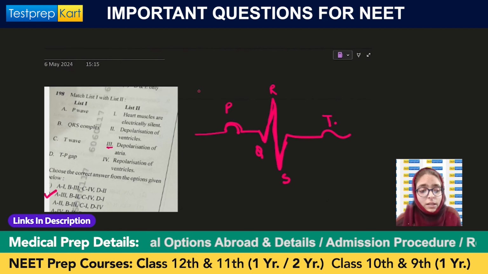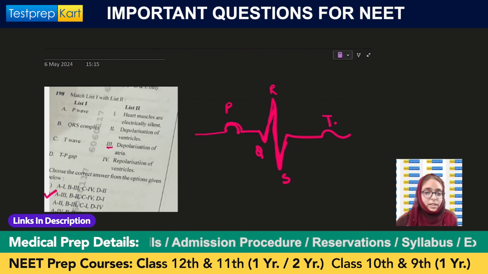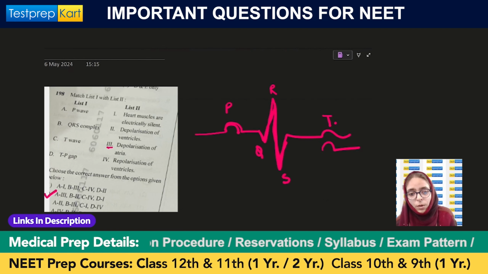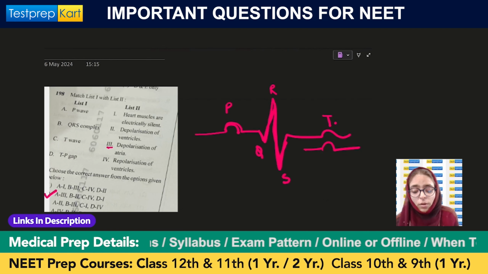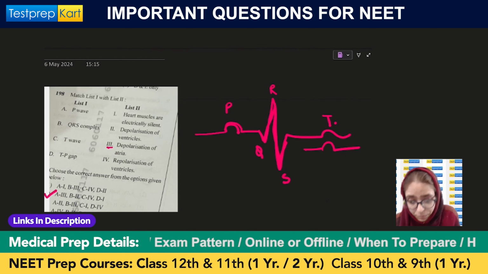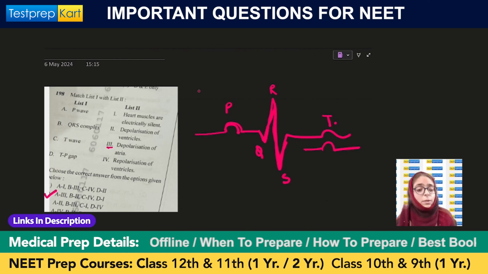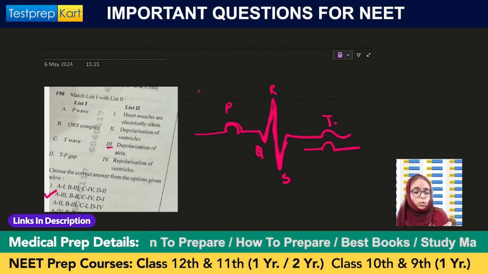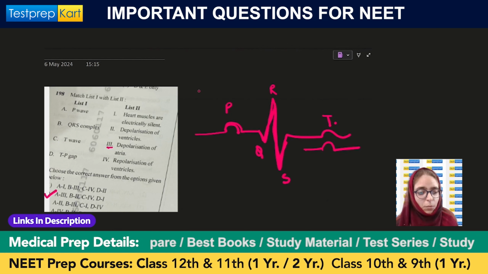Now we will still go with the C and the D part. C is the T wave. What are the T waves? These ones are the T waves. This portion, these are the T waves. We can say they represent the repolarization of ventricles. So C is 4. That means repolarization of ventricles.